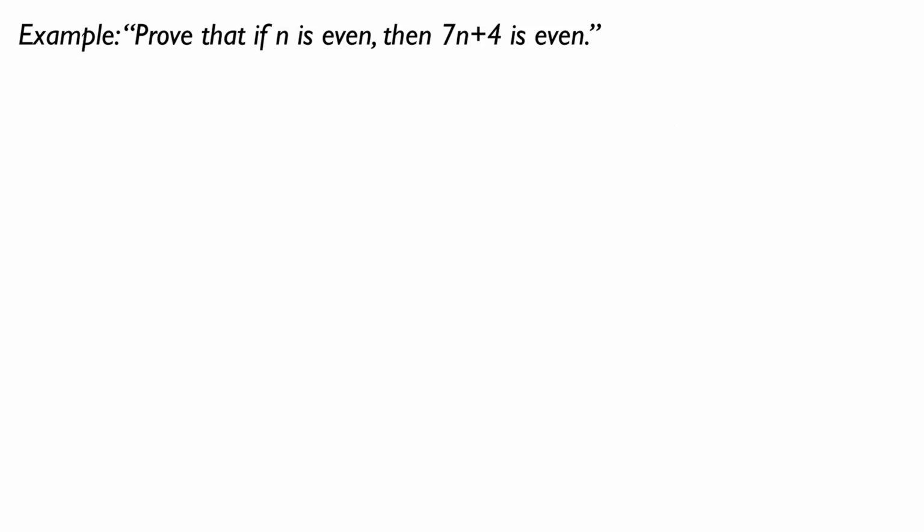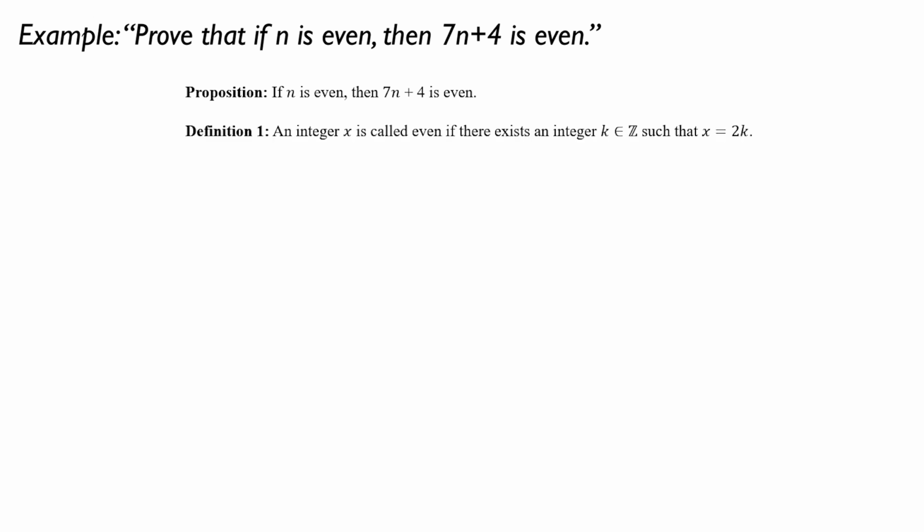Prove that if n is even, then 7n plus 4 is also even. We start by writing the proposition. If n is even, then 7n plus 4 is even. Then we add the definition we want to use. An integer x is called even if there exists an integer k in the set of integers such that x is equal to 2k. Now we start our actual proof.